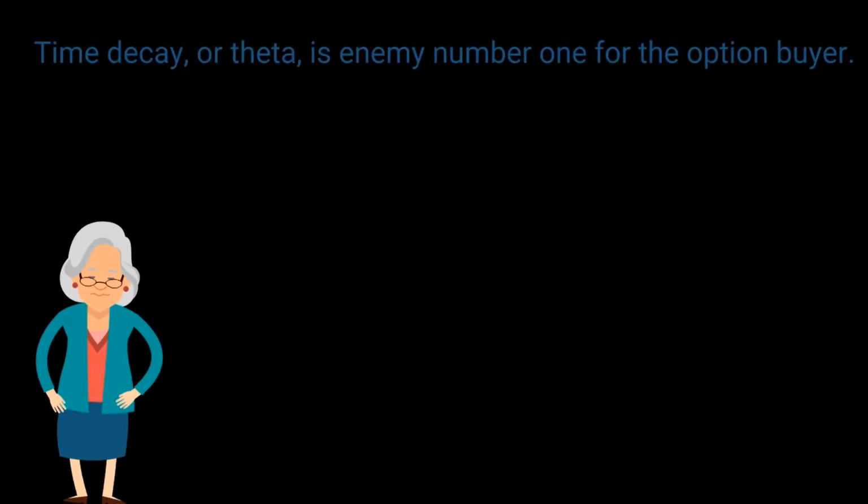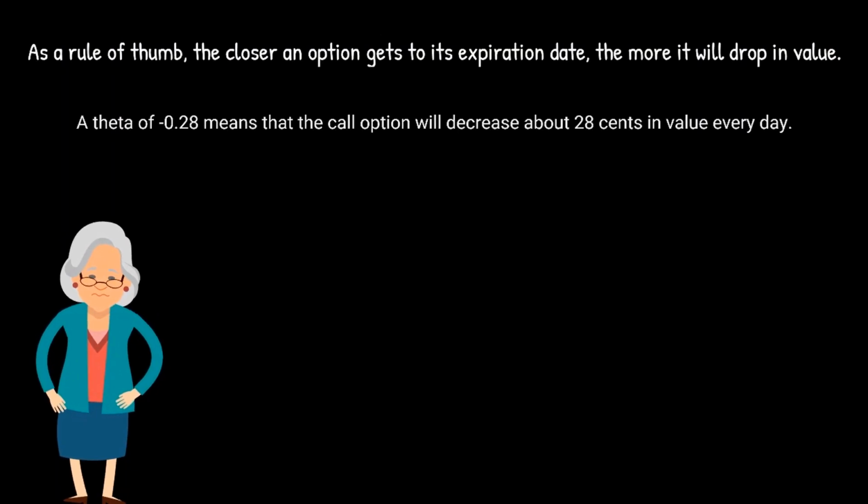Time decay, or theta, is an enemy number 1 for the option buyer. As a rule of thumb, the closer an option gets to its expiration date, the more it will drop in value. A theta of 0.28 means the call option will decrease about 28 cents in value every day. So it's important to look at the theta.